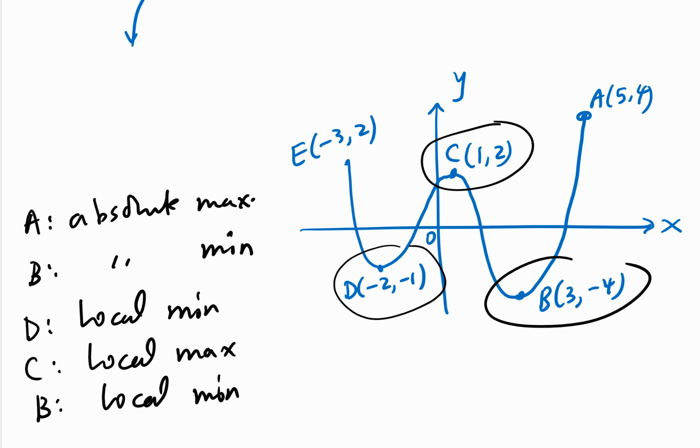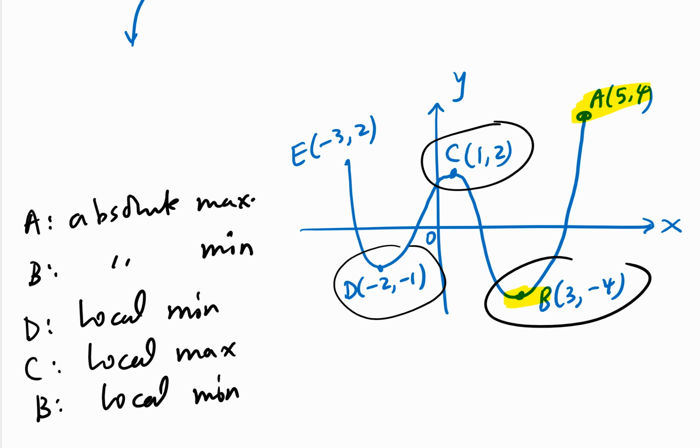So now, again, the highest point the graph can reach is A. So A is the absolute max. The lowest point the graph can reach is B. So that's absolute min. So I'm done with the absolute part. Now for the local min and max, you do not look at the endpoints, you look inside. So don't look at E or A, but look at the other points.